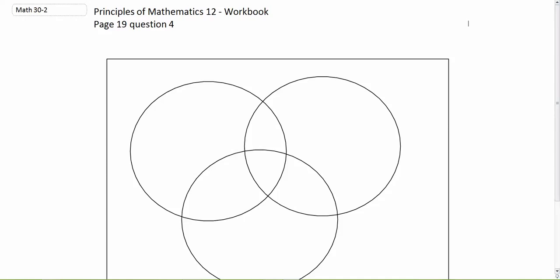Hello, this is an example for Math 30-2 from the Principles of Mathematics 12 workbook on page 19, question 4. You may want to stop the video and get your workbook.